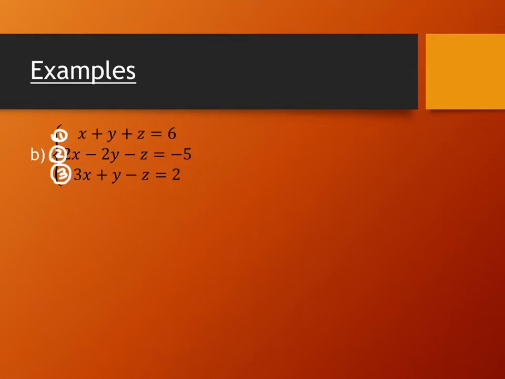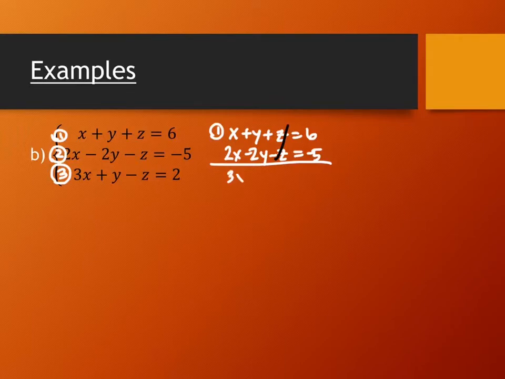1 and 2. Okay, so equation number 1, which is x plus y plus z equals 6, and equation number 2, which is 2x minus 2y minus z equals negative 5. Don't have to multiply anything. We just get to add them together. The z's cancel. What am I going to have remaining? 3x minus y equals 1, and I'll call this equation 4.